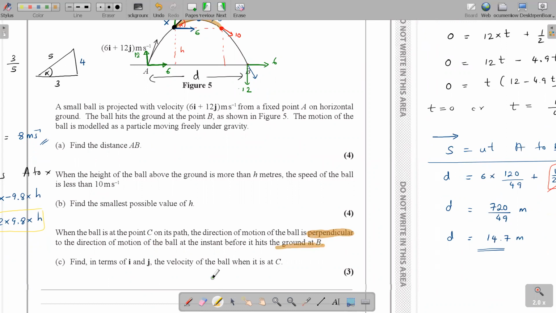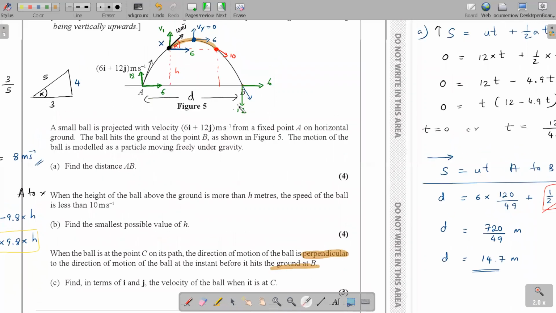Can you all understand what they are saying here? When the ball is at the point C on its path, the direction of motion of the ball is perpendicular to the direction of motion of the ball before it hits the ground at B. So this is the place where you hit the ground at B, and there's another point called C in your path. If you take the direction at B and the direction at C, the two directions are perpendicular to each other, and they're asking you to find the velocity of the ball when it is at C. This question is actually easy to do if you understand the concept behind it.